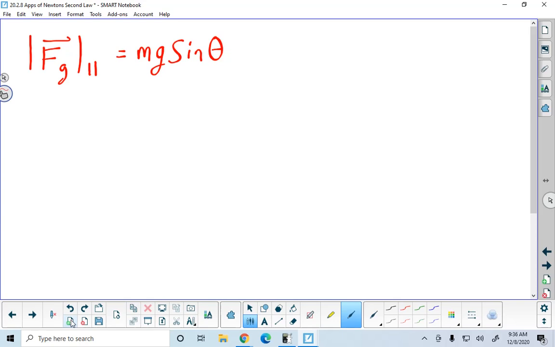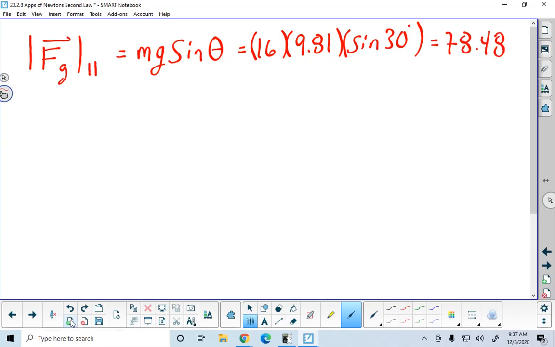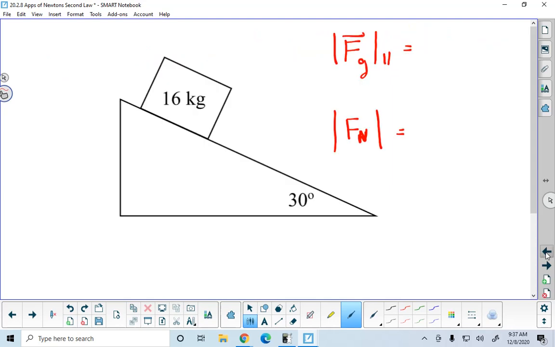Okay. Didn't we calculate this already? Isn't this 78.48? But I can write it down again. This is 16 kilograms times 9.81 meters per second squared times sine of 30 degrees, which gives us 78.48 newtons. Okay, we can add that to our list here. We know this is 78.48 newtons.